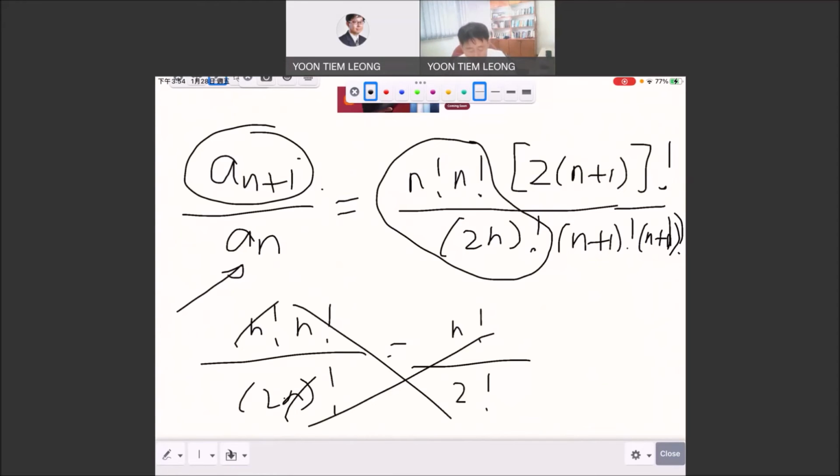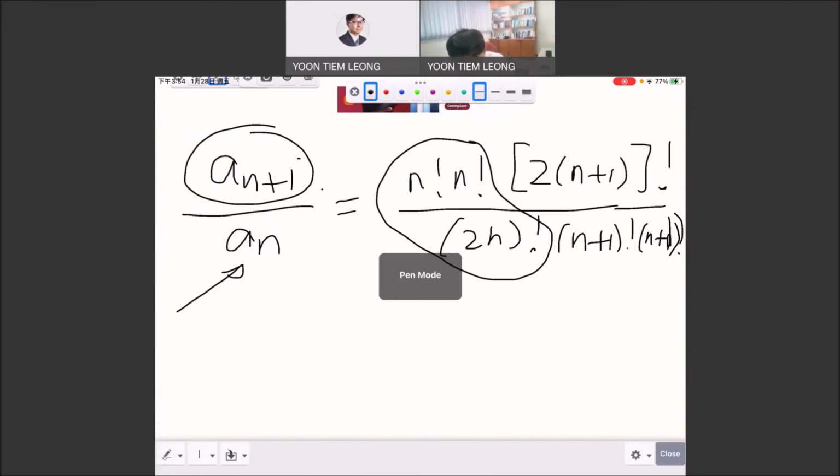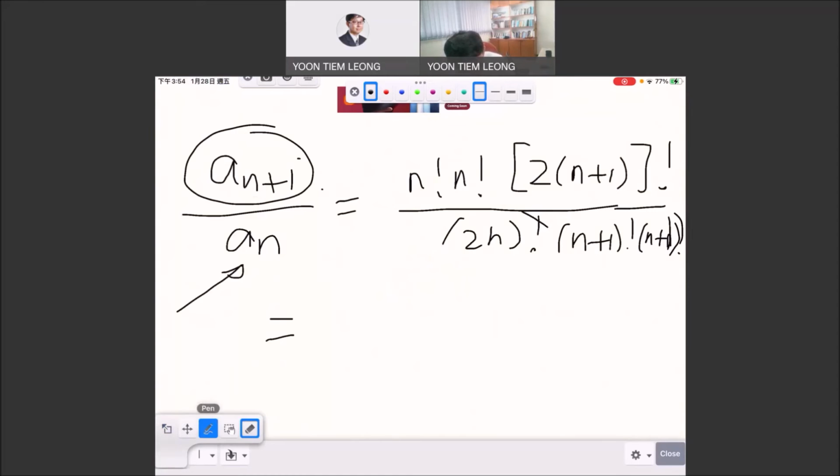You can check it for yourself. You just cannot write it like that. This is not the correct way of doing factorial. You have to do the factorial very carefully by following the definition of n factorial. So what you need to do is to cancel the correct term. For example, this should not be cancelled with the 2n, but instead, let me rub off this circle. This should not be treated together, but we should treat this together with this.